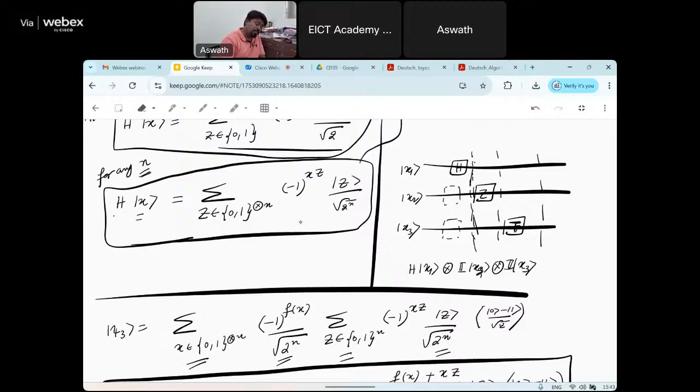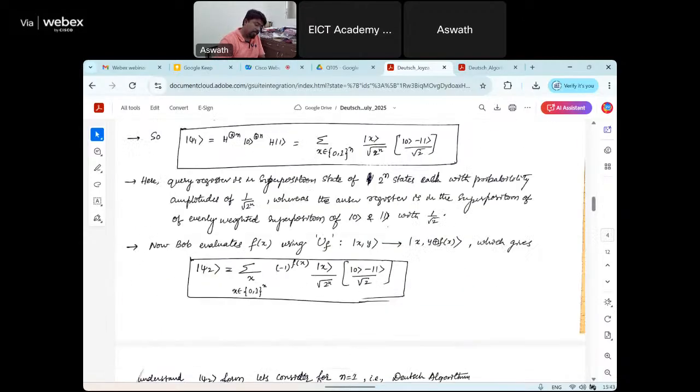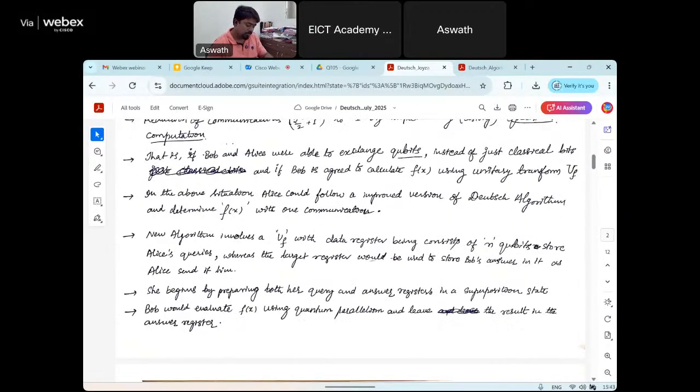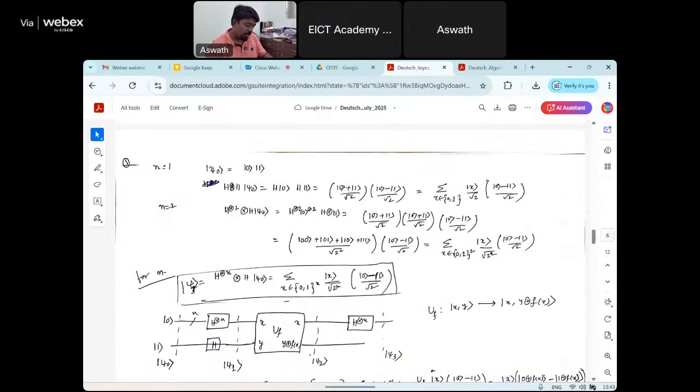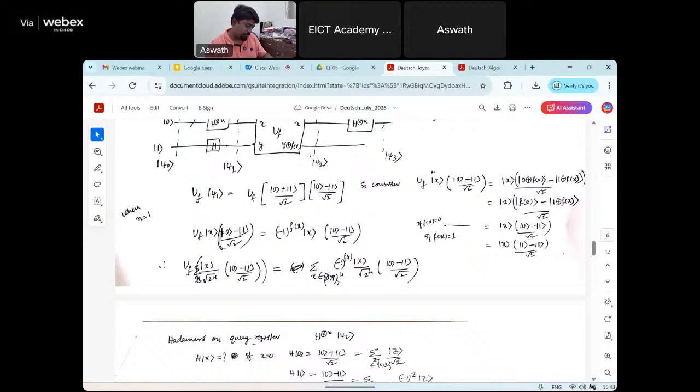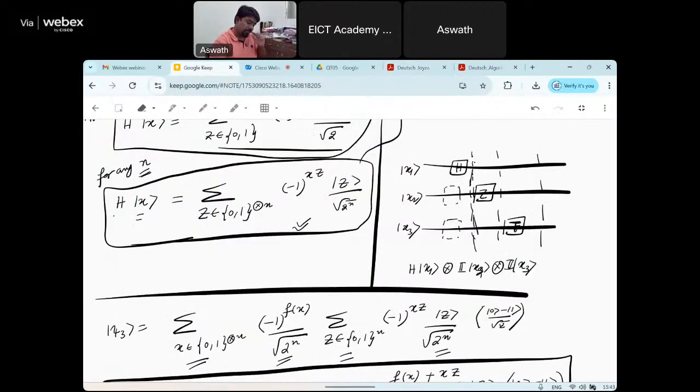How is this? We have already derived it. It is there in the notes. You can just follow it up if you don't understand now. Where is that? It is here. Okay, wait a minute. See here, so this is what I mean. H acting on x, this is what I get.